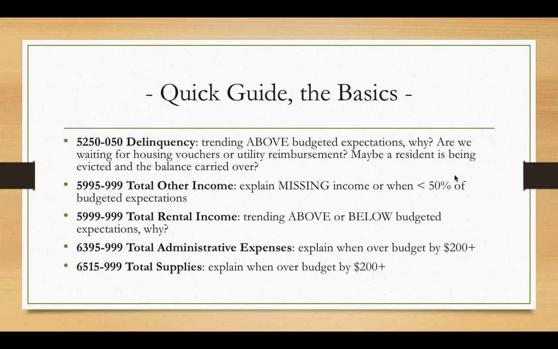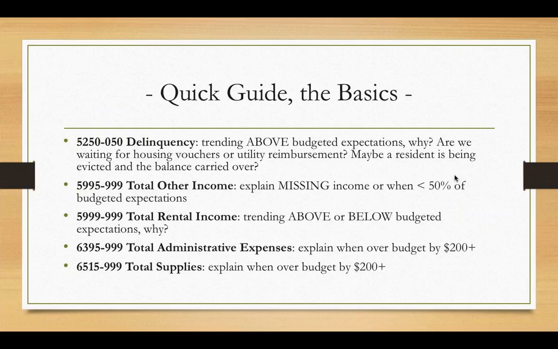So, 5250-050, your residential delinquency. If you're trending above budgeted expectations, why? What did you do that allowed you to really close or lower that residential delinquency? If you're trending below budgeted expectations, we also want to know why as well. Are you waiting on housing vouchers or utility reimbursements? Maybe the resident is being evicted and the balance carried over into the next month. What's going on with that residential delinquency?